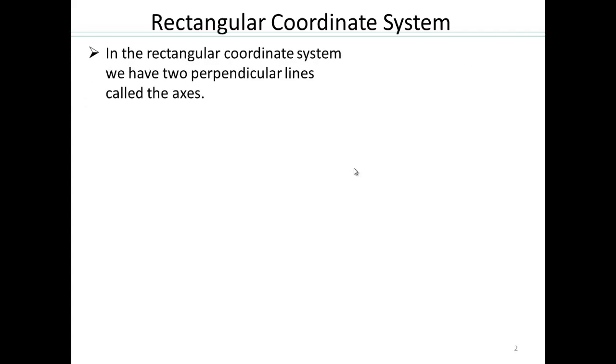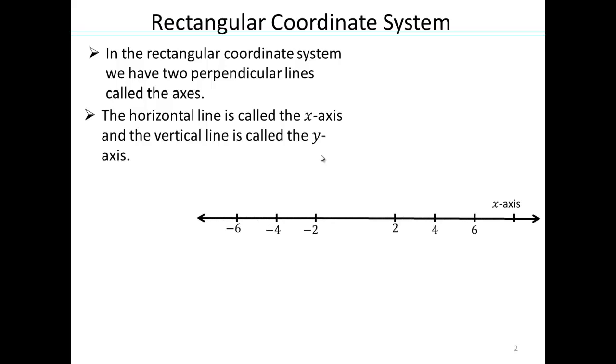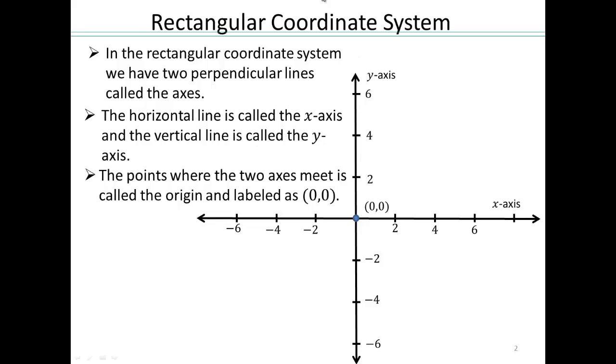In the rectangular coordinate system, instead of having just one number line, you're going to have to work with 2 number lines perpendicular to each other. They are called the axes. The horizontal axis is called the x-axis, and the vertical line is called the y-axis. The point where the 2 axes meet is referred to as the origin and is labeled as coordinates 0, 0.